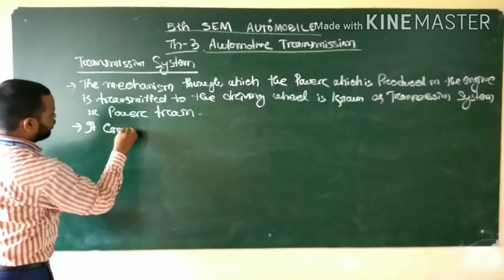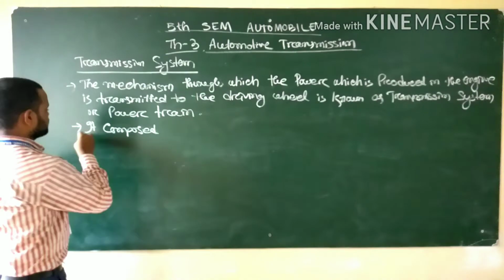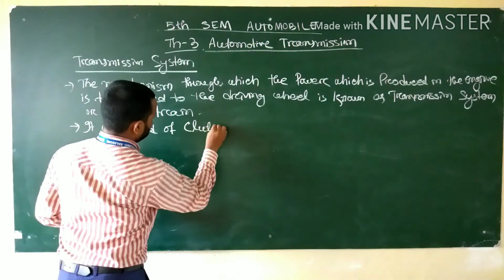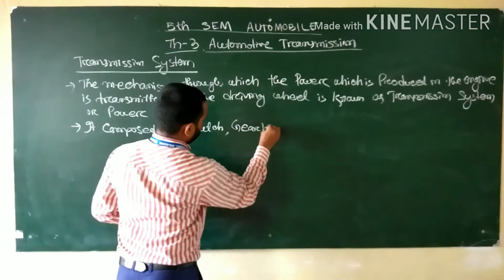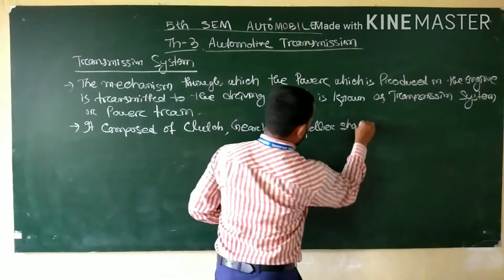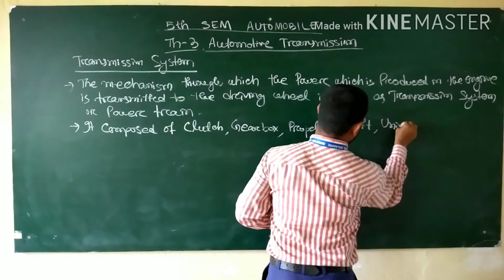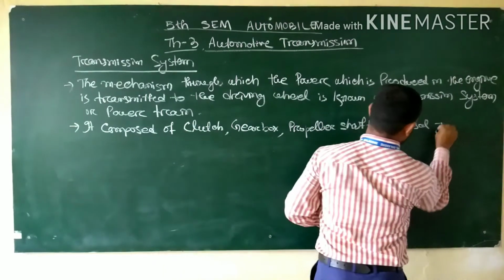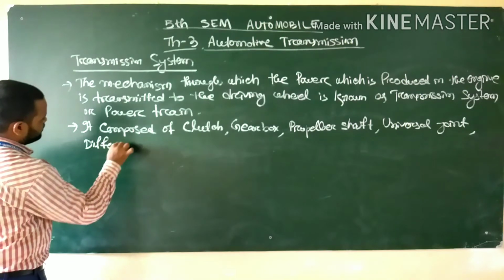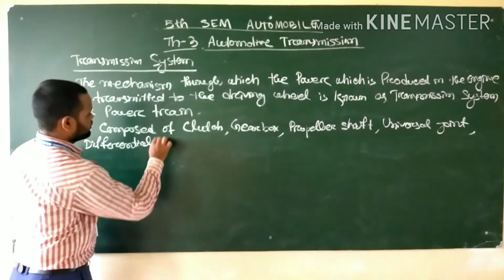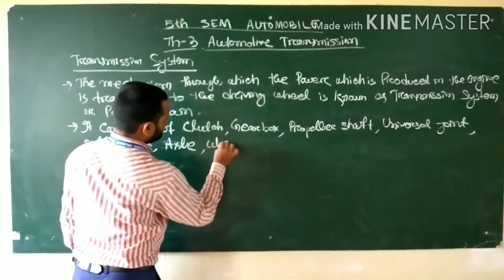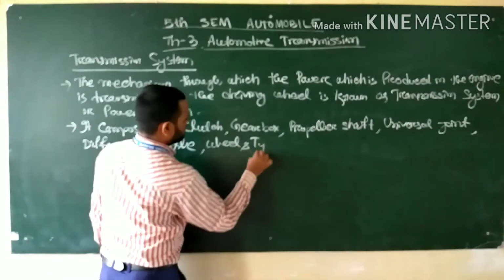So what is this transmission system composed of? After the engine, the parts are clutch, then gearbox, then propeller shaft, then universal joint, then differential, then rear axle, simply axle, next wheels and tires.